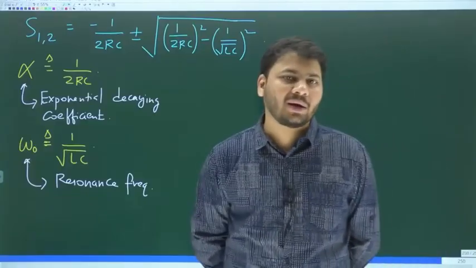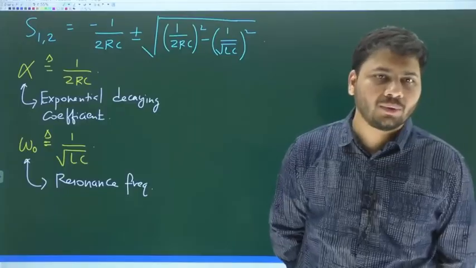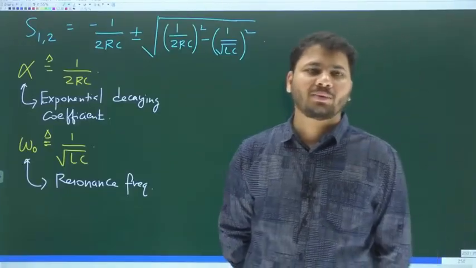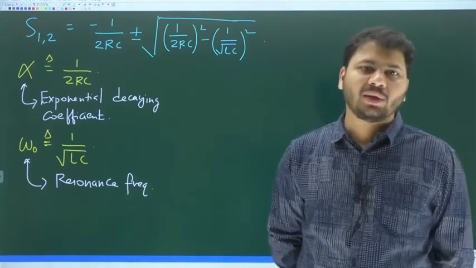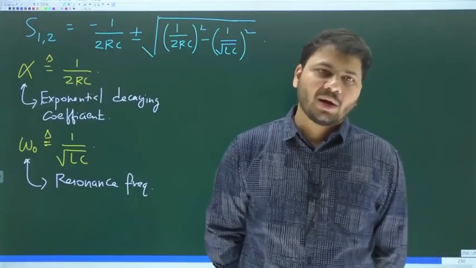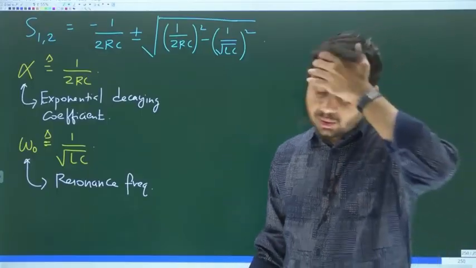For a parallel RLC circuit, alpha is 1 by 2 RC. Omega naught is 1 by root LC. Alpha is 1 by 2 RC. Omega naught is 1 by square root LC. Okay.